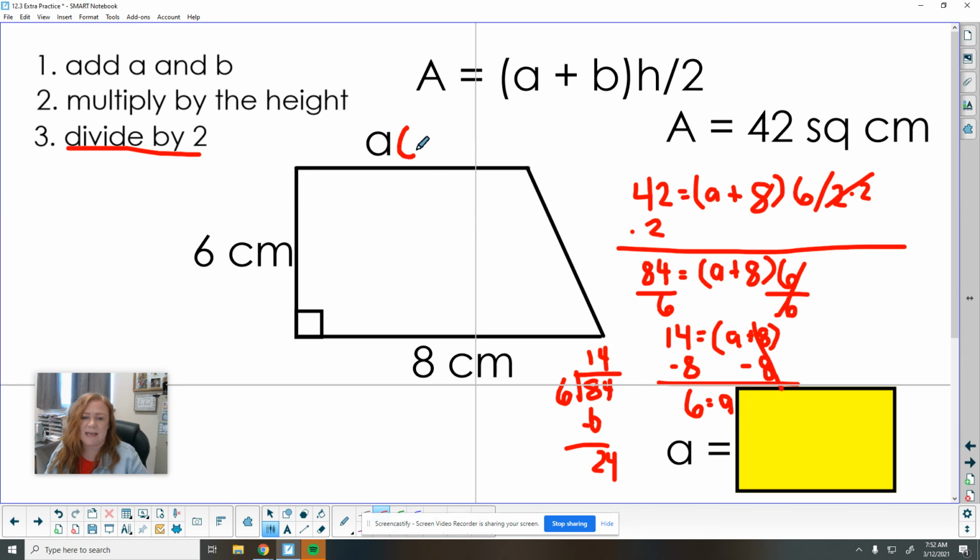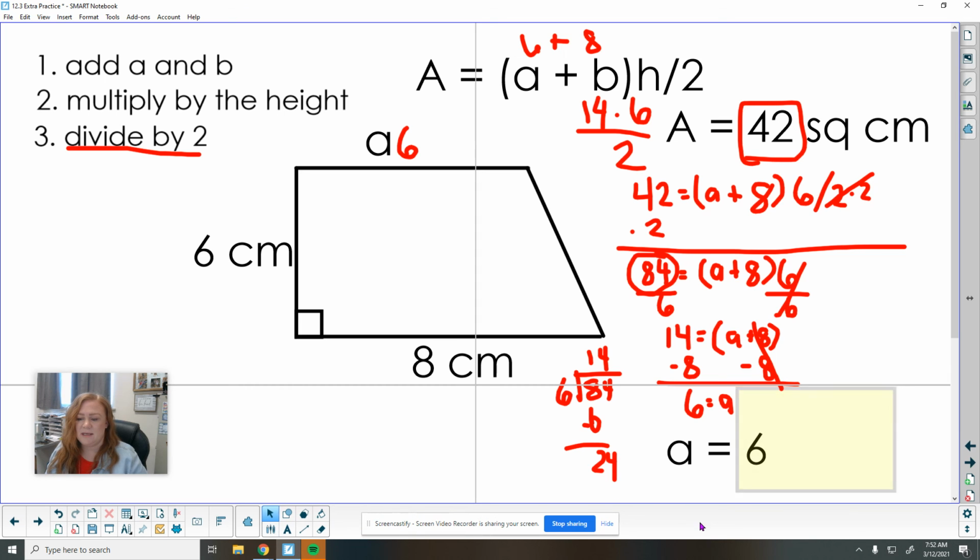Let's plug it back in and check our work here. 6 plus 8 is 14. 14 times the height of 6 is 84. And 84 divided by 2 is 42. And A equals 6. So when it wants you to work backwards, just do all of your steps backwards and opposite. Hopefully some of those extra problems will help you be ready for your homework tomorrow.